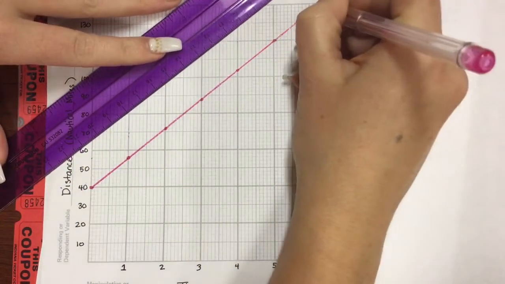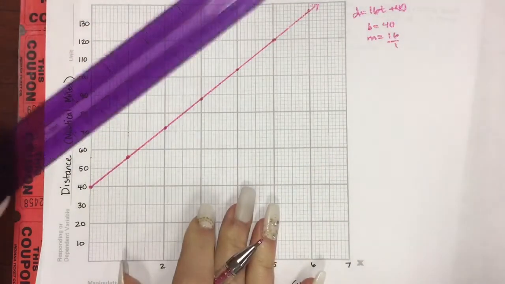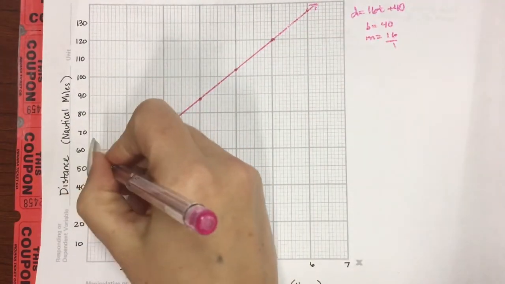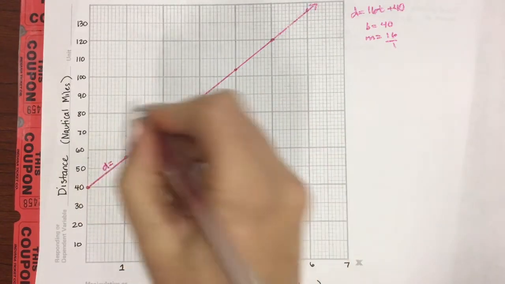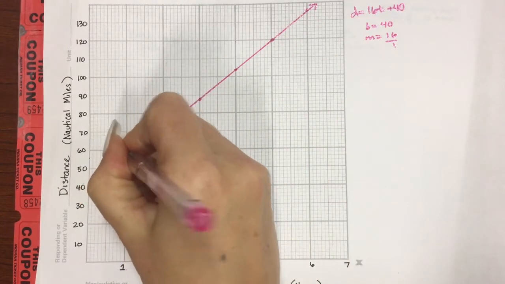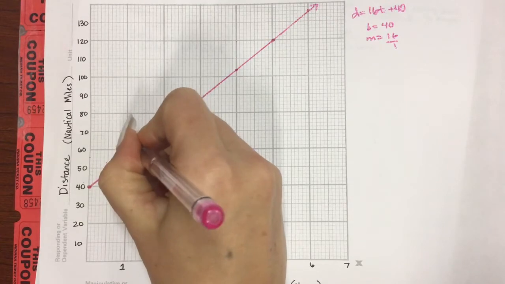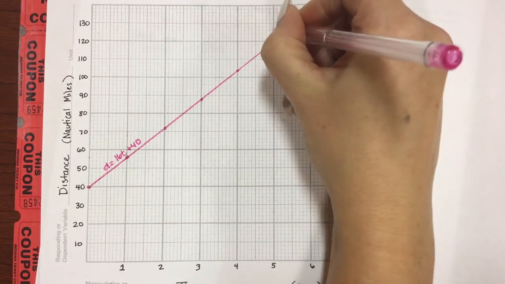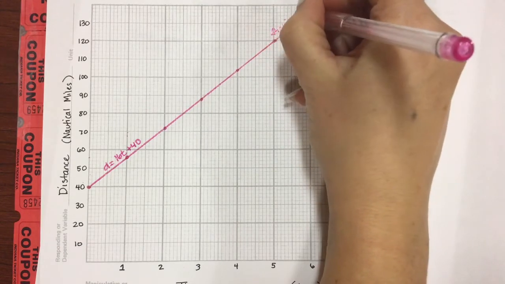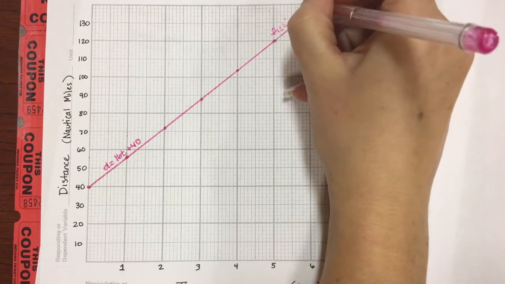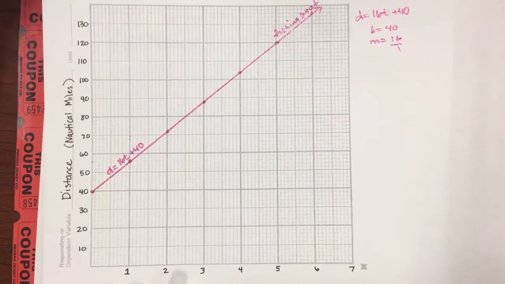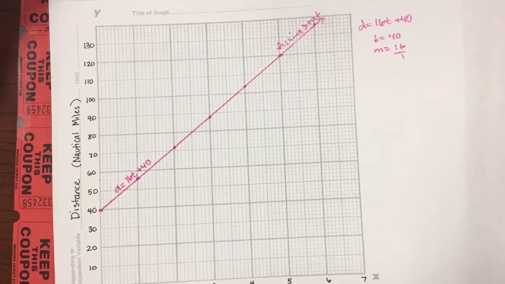Okay, and there we go. And I'm going to go ahead and label this line. This is D equals 16T plus 40. And this is the fishing boat. Okay, cool. So that is the trajectory, or the line, of the fishing boat.